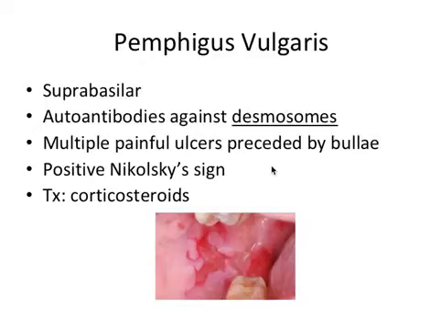So Nikolsky sign is named after a Russian physician, and it's a phenomenon where slight rubbing of the skin or mucosa results in exfoliation of the outermost layer. So in the dental setting, you could blow air with the air-water syringe on oral mucosa, and you could kind of see it lift off and start to shed. So that would be a positive Nikolsky sign. Treatment again with corticosteroids. So pretty much everything besides angioedema, we're using corticosteroids.